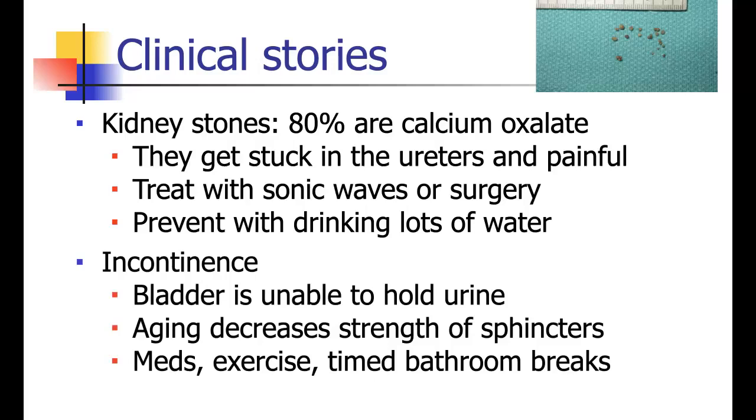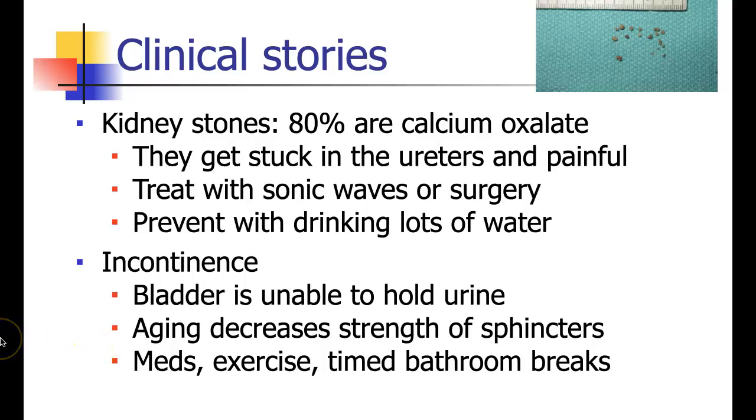Incontinence is another clinical thing that is very concerning, which is when the bladder is unable to hold urine. This can change with age and also with things like pregnancy. So pregnancy hormones and body changes that happen during pregnancy can make incontinence a problem post-birth.